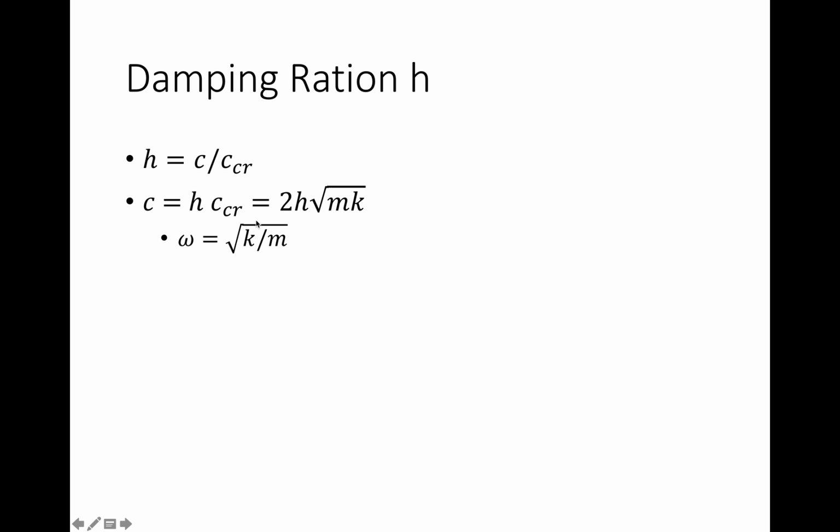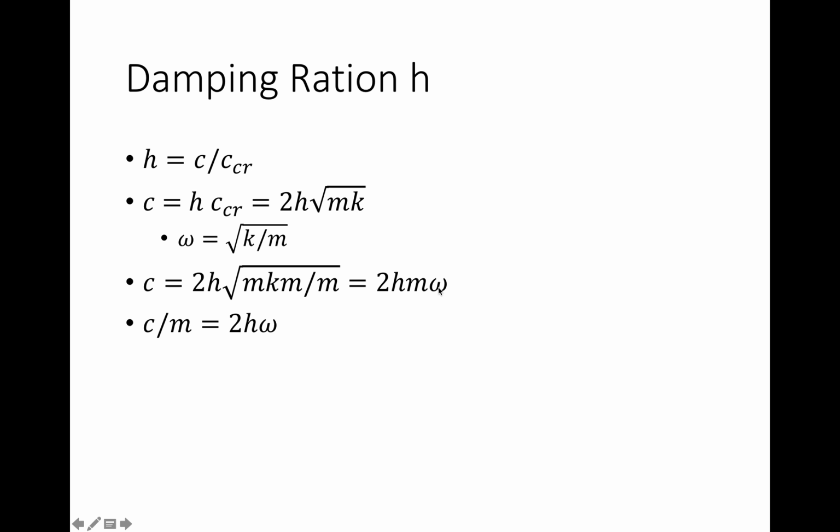Realize that omega is equal to the square root of k over m. So we can maybe write the equation more meaningfully by multiplying by m and dividing by m. So we can get this part as omega, and the square root of m comes out, so 2hm with omega. So if we divide, or normalize, by m, we can get that it is equal to 2h omega. It means that h times 2 times omega becomes the ratio to the mass.